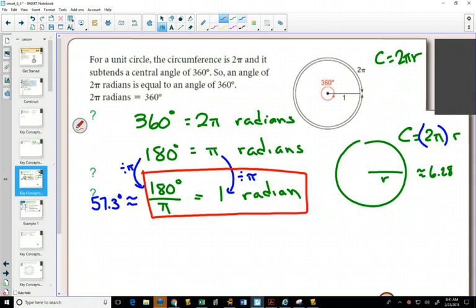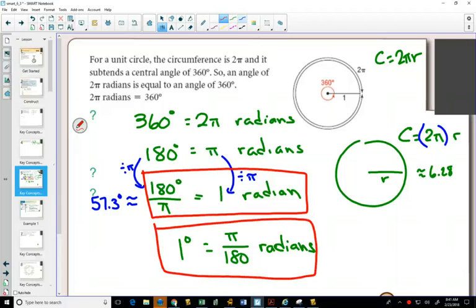Another important thing, because we're going to be asked to switch back and forth between radians and degrees often, is to figure out, if I know what 1 radian is, can I figure out what 1 degree is? Well, what would I have to do to go from 180 to 1? I'd have to divide by 180. So the same thing here. That 1 degree will be pi over 180 radians.